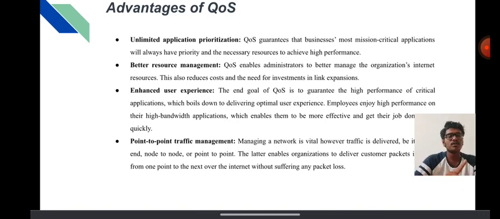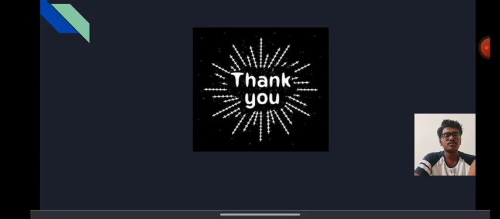enhanced user experience. The end goal of QoS is to guarantee high performance to the critical applications and point-to-point traffic management, managing a network of vital traffic so that it is delivered. These are the advantages of quality of service. Thank you. This is about the quality of service.